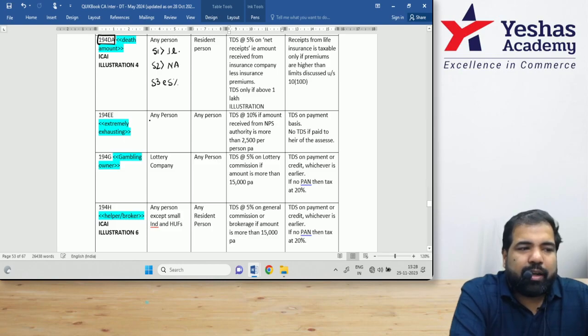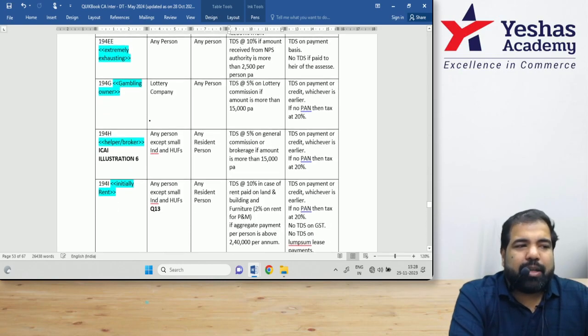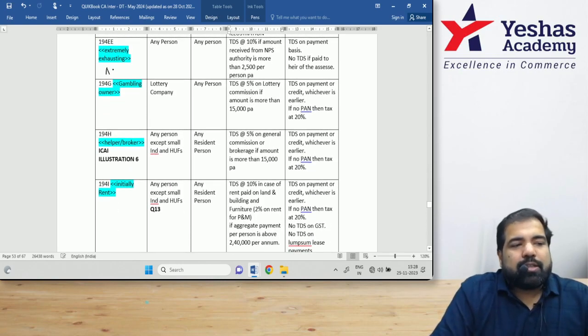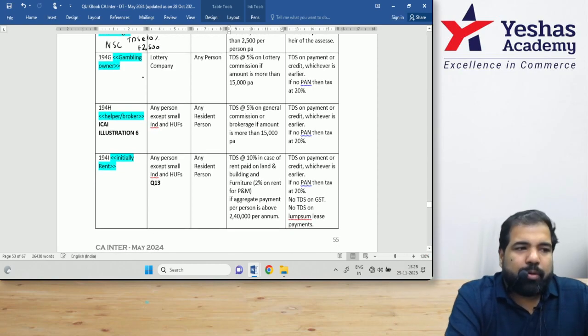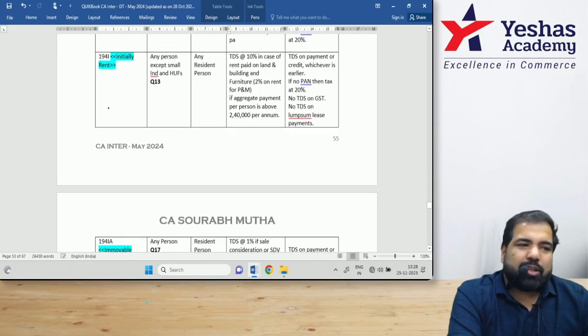Excellent, guys. Your 194EE, extremely exhaustive. National Savings Scheme. Common, hence TDS is a very common rate of what percent? If the amount is more than 2000, fine. Lower amount because people invest lower amount. 194G, we've done this. 194H, we've done this.